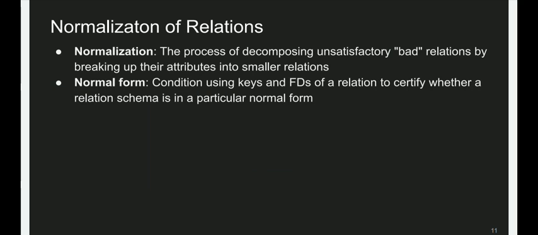So normalization is basically decomposing the tables. We are decomposing unsatisfactory "bad" relations by breaking up their attributes into smaller relations. So what is a normal form? It is a condition using keys and FDs of a relation to certify whether the relation schema is in a particular normal form or not.